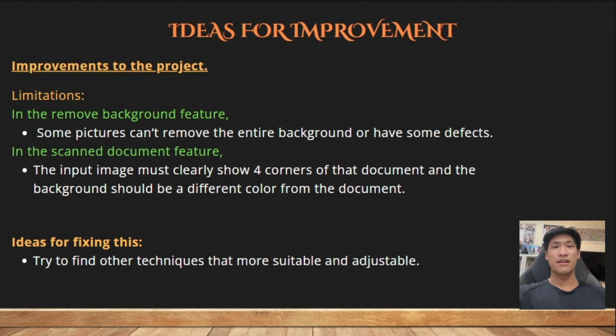Another limitation is that in the scan document feature, for the function to work properly, the input image must clearly show all 4 corners of the document, and the background needs to be a different color from the document itself. If these conditions aren't met, the feature struggles to detect and process the document correctly. To address these issues, we need to explore alternative techniques that are more adaptable and precise, finding more advanced algorithms that could help make the background removal and document scanning features more reliable across different types of images.